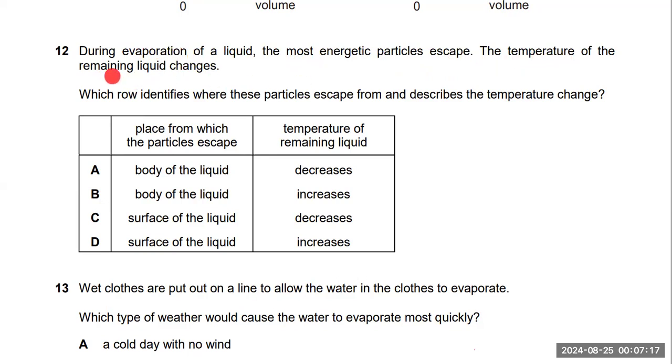The temperature of the liquid changes, yes, when highly energetic molecules escape from the surface, and the remaining liquid will have lower energetic particles, so we can say that the remaining water has lower temperature. Check the option for where the particles escape from. I have told you it always escapes from the surface of the liquid, so these are two options. Then look at the second column, temperature of remaining liquid: it will decrease. So your correct answer will be C. I have given you all the detail of the question.